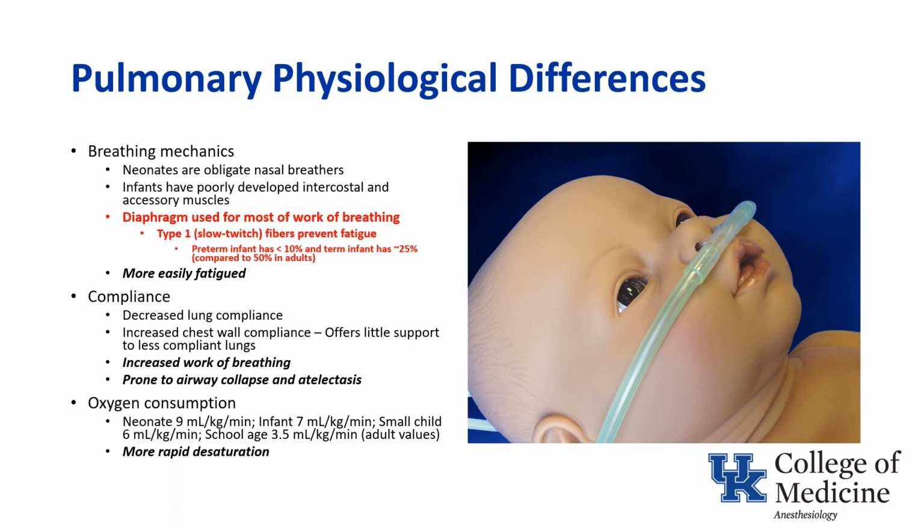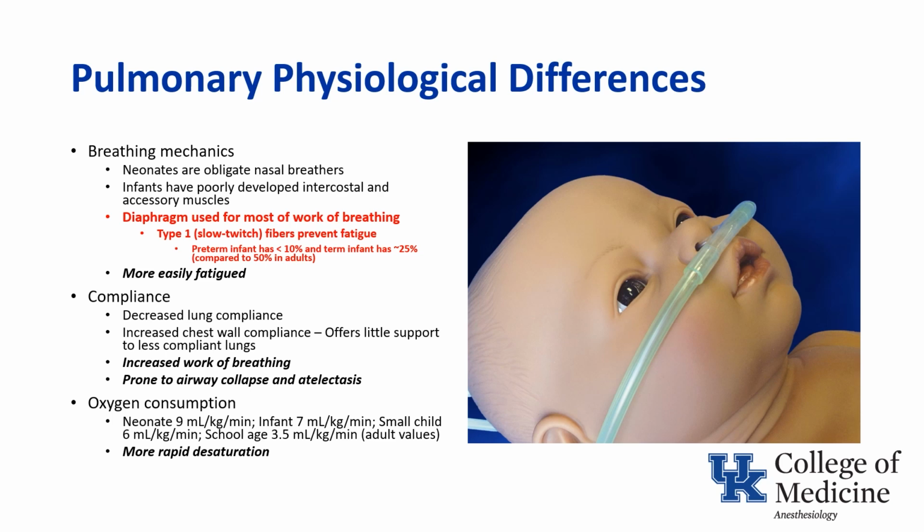Our next keyword is pulmonary physiological differences. It should be noted that there are actually quite a few sub-keywords under this entire category, so I've highlighted the things that are most important to take away. The first differences involve breathing mechanics. Remember that neonates are obligate nasal breathers, and they have poorly developed intercostal and accessory muscles. So they primarily use their diaphragm for the work of breathing.